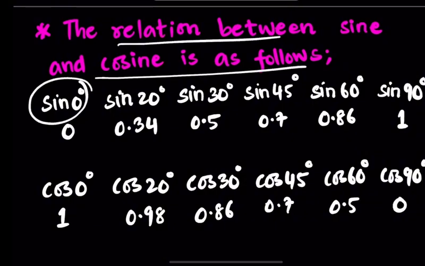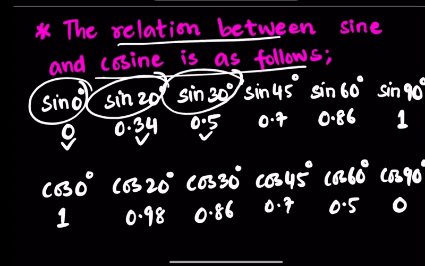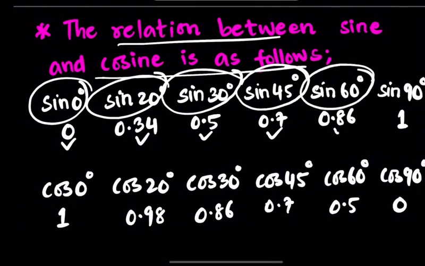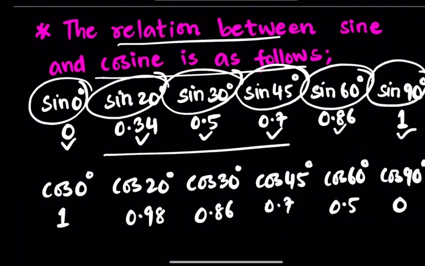Now let's look at an interesting fact about sine and cosine. Sine 0 degrees equals 0. Sine 20 degrees equals 0.34. Sine 30 degrees equals 0.5. Sine 45 degrees equals 0.7. Sine 60 degrees equals 0.86. Sine 90 degrees equals 1. So when you go from 0 to 90 degrees, the ratio of sine increases from 0 to 1.